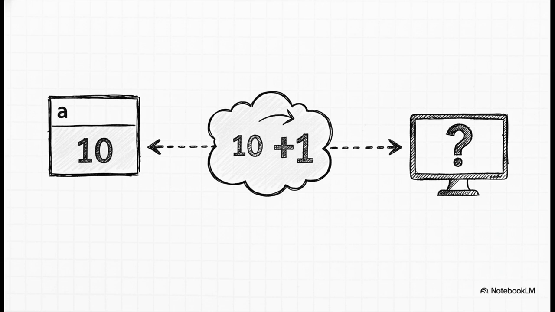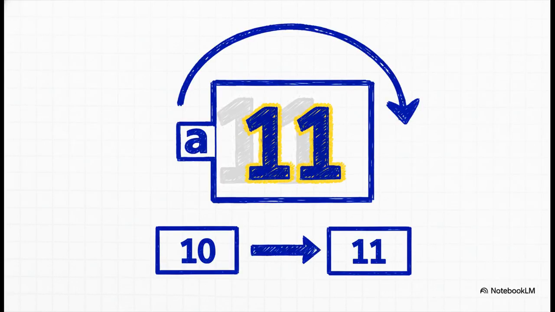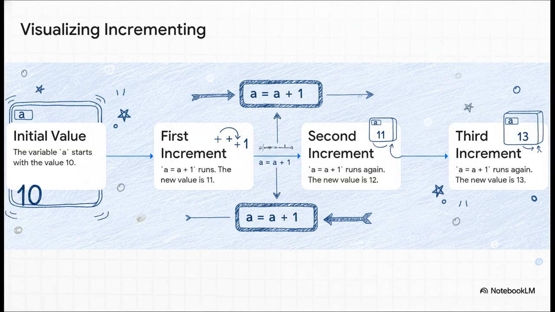So what does that final print A give us? And there you have it, 10 and then 11. The value inside our variable A has actually been updated. And this process, this idea of updating a value, it is one of the most fundamental, most important things in all of programming. You can really see the process in action here.